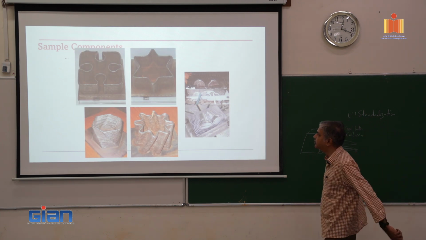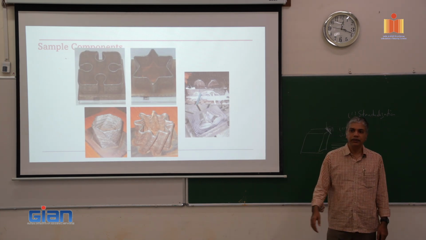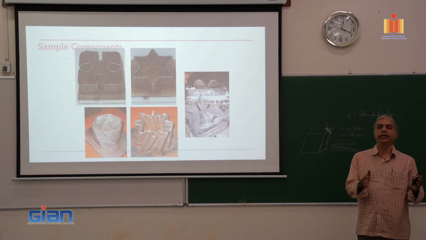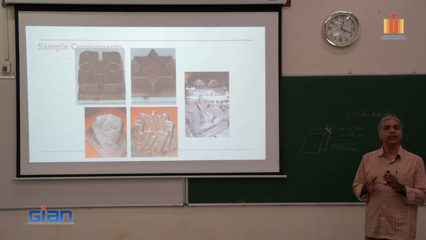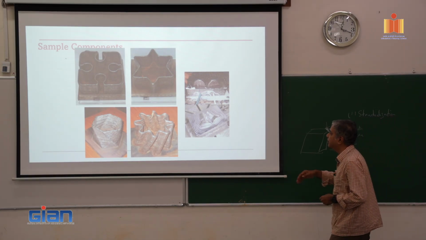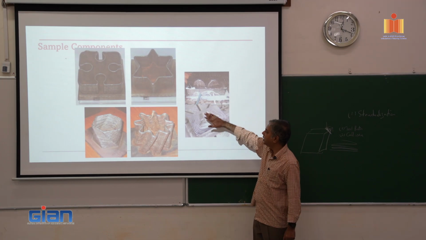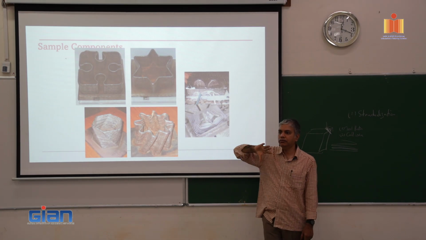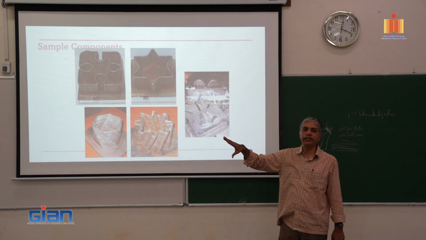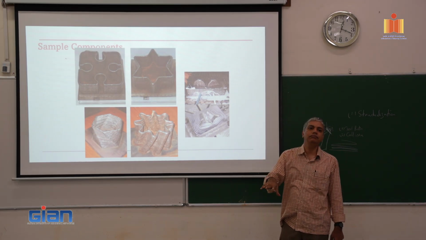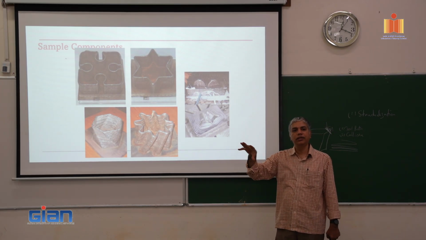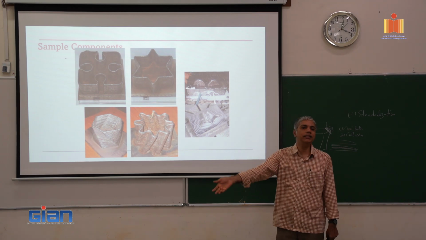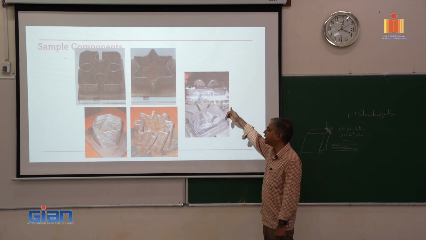So some of the components we have built using this setup. The advantage is both finishing and deposition are possible in the same setup. So I can make the component, I can also do the finish machining of the component in the same place. So I did not create a new machine. I had a machining system which I have repurposed, enhanced its capability to do both machining and deposition.